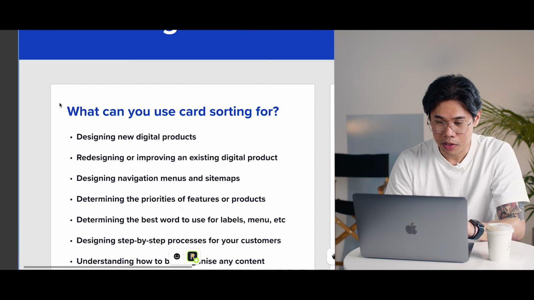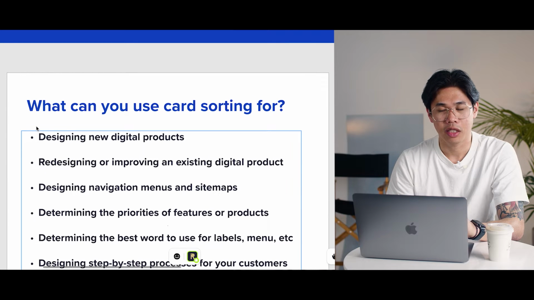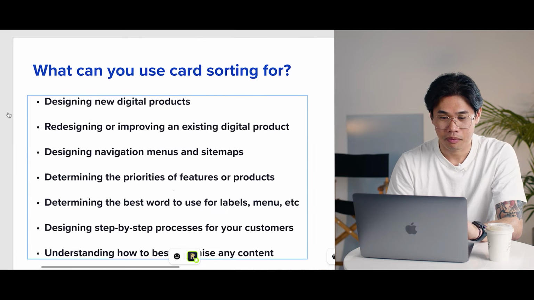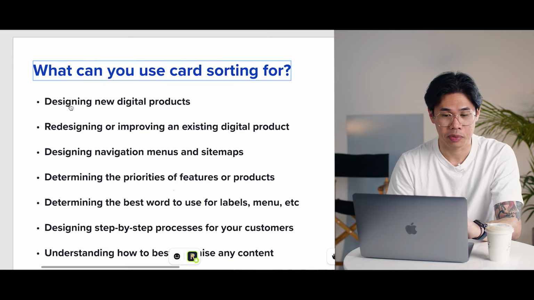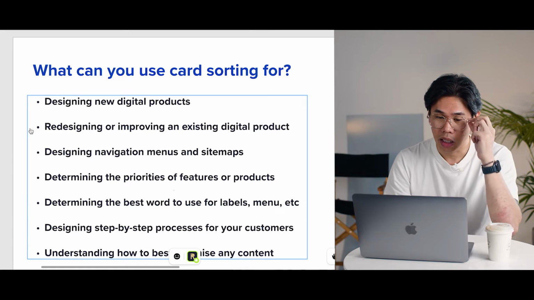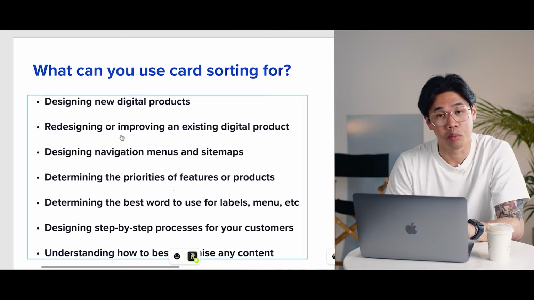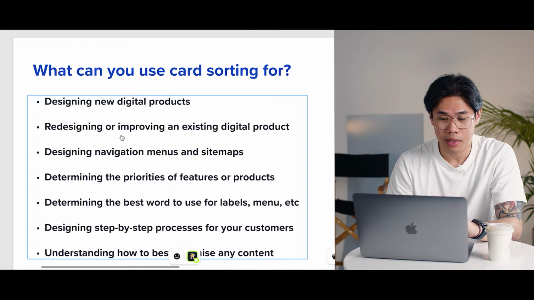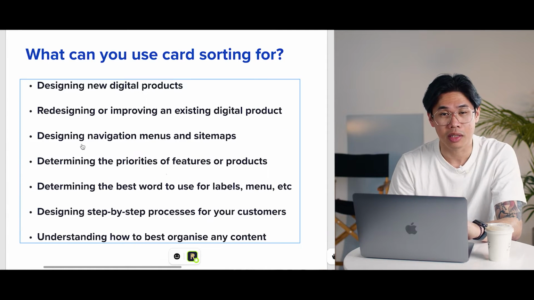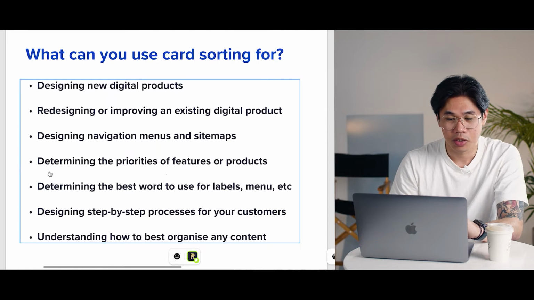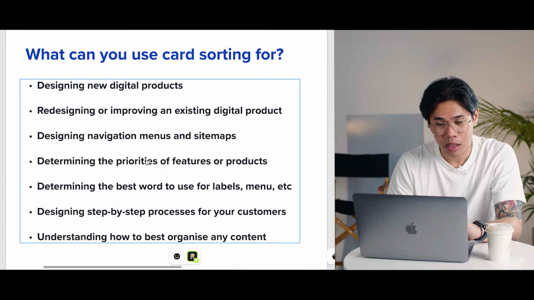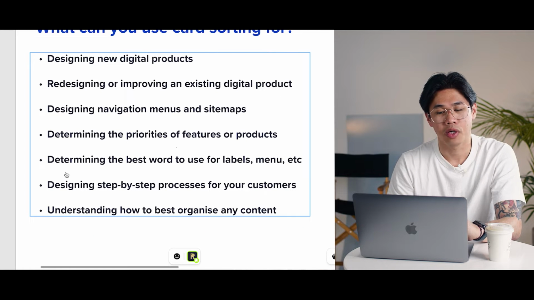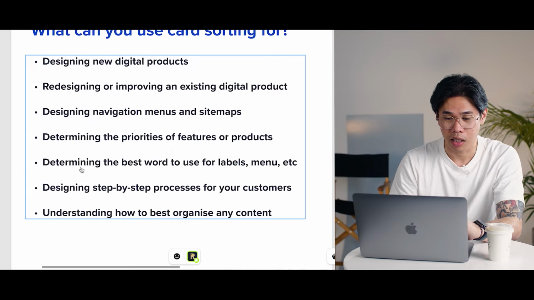All right, so first of all, let's have a look at what you can use card sorting for. It's very common in the UX world, and therefore it's used to design new digital products or to redesign and improve existing digital products or features. Designing navigation menus is very popular with this technique, or sitemaps as well. Determining the priorities of features or products, and deciding on the best word for a menu label or a category, is also common when we're doing card sorting.